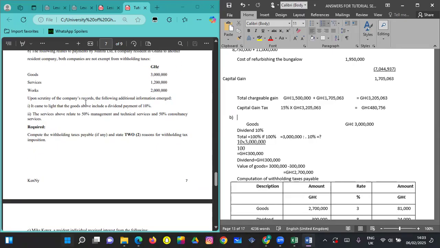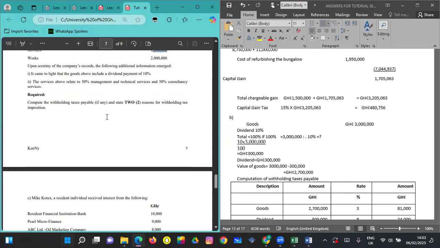On scrutiny, the company records the following additional information. It came to light that the goods above include a dividend of 10%. So we have to take it out and then tax it differently. Then the services above relate 50% to management and 50% to technical consultancy. So this one we divide into two, one for management and another for consultancy.